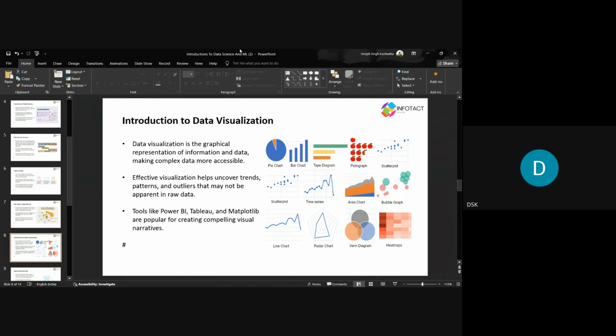You can use, as I've stated, Power BI, Tableau, and Matplotlib, which are the most popular for creating compelling visual narratives. And these are the types of charts that can be made. For different purposes, different kinds of charts are used.